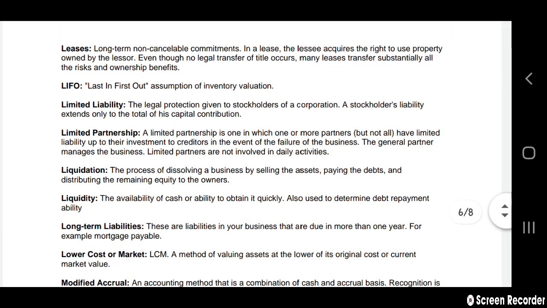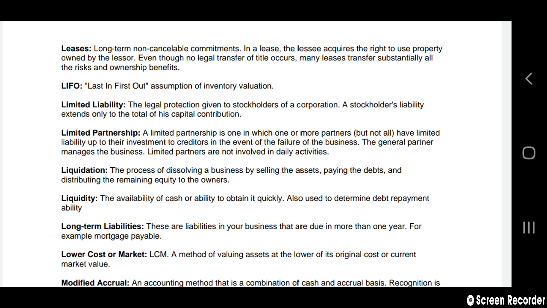Next is leases. Long-term non-cancelable commitments. In a lease, the lessee acquires the right to use property owned by the lessor, and even though no legal transfer of title occurs, many lessees may transfer substantially all the risks and ownership benefits.